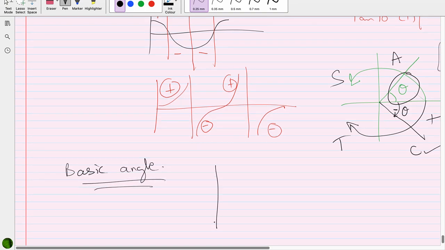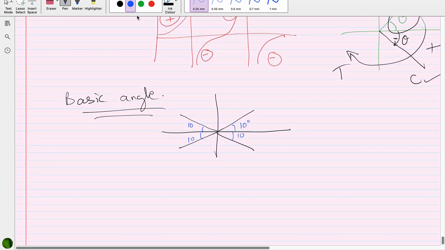What is a basic angle? For example, we say that we have four angles, 1, 2, 3, 4 in all four quadrants, and these four angles are always equal when we talk about the basic angle. So for instance, if I say this is 10 degrees, all these will be 10. Now you have to tell me the angle marked in black.